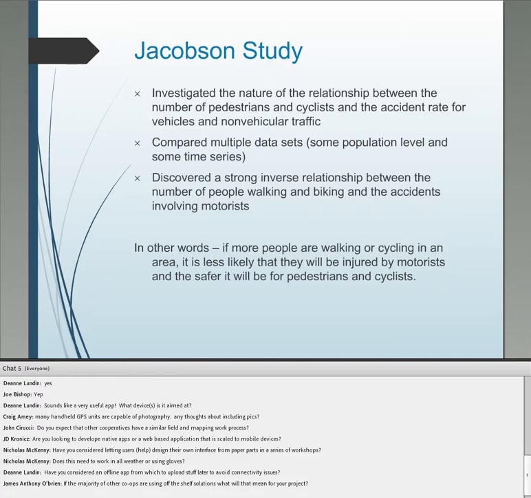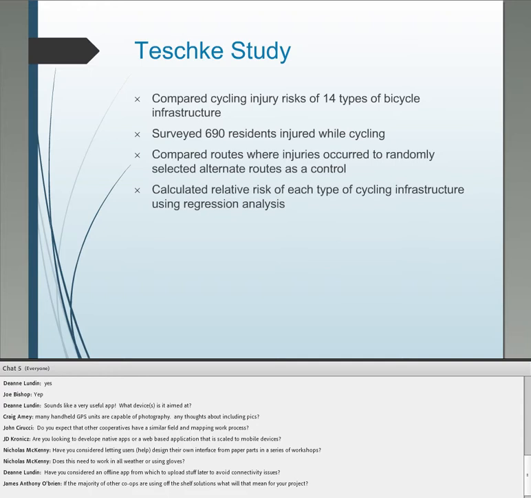So in other words, if more people are walking or cycling in an area, then it is less likely that they will be injured by a motorist, and the safer things become for pedestrians and cyclists, which I think is a pretty important conclusion as far as the world of cycling goes.